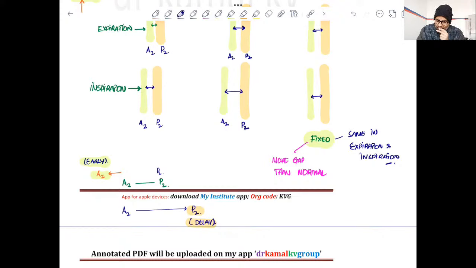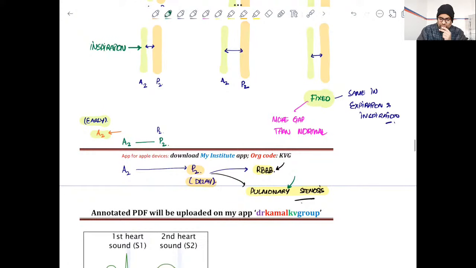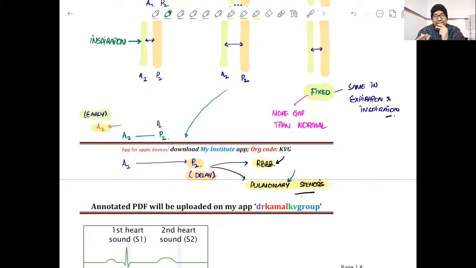Now P2, the pulmonary component, which is the closure of the pulmonary valve, can be delayed if there is conduction reaching very late. So right bundle branch block or pulmonary stenosis. Clear? So this is delayed closure of the pulmonary valve, as the conduction is reaching late up to the pulmonary valve, or there is stenosis of the pulmonary valve. Clear? So this is one cause of wide split of the second heart sound.